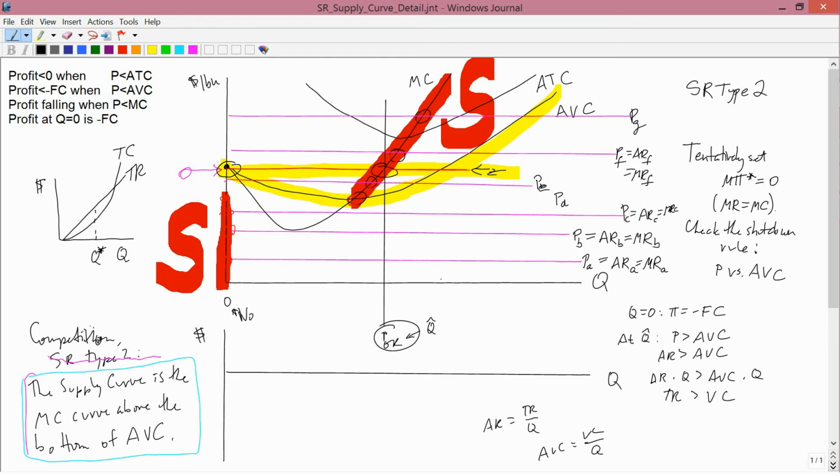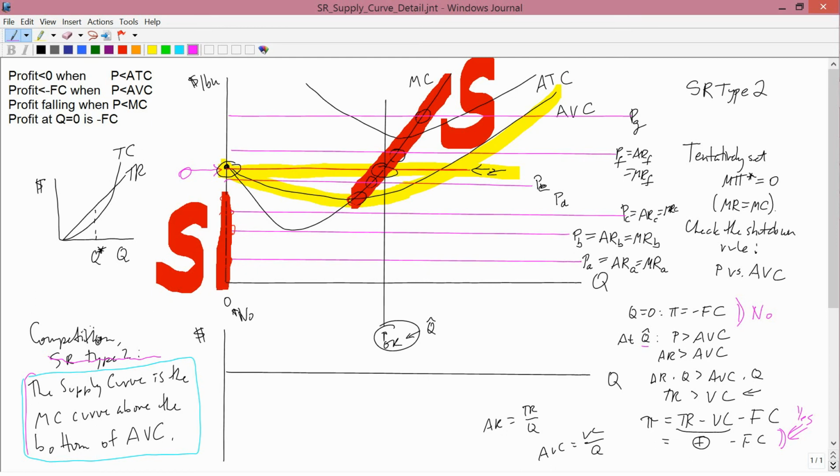So what is profit at Q hat? Profit is total revenue minus variable cost minus fixed cost. Since TR is bigger than VC, this is a positive number. So profit is minus fixed cost plus a positive number. If you compare that to profit being minus fixed cost, clearly it's better to have profit being minus fixed cost plus a positive number than just to have profit being minus fixed cost. So this is a no-go, and this is what you want to do. So you want to produce at Q hat.